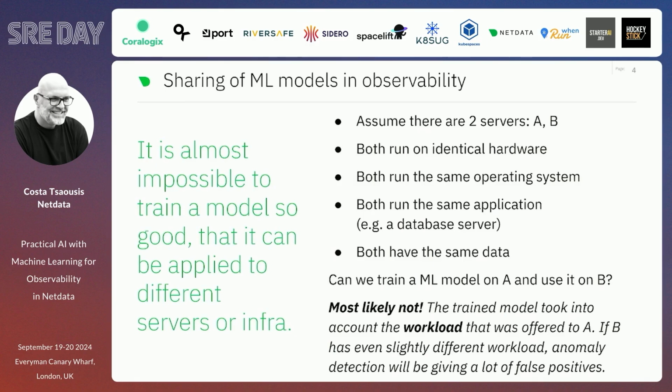The second is the sharing of the models. People believe that, okay, I have database servers, I am going to train some models on one database server, and I'm going to share the model to another. Guess what? This doesn't work. Why does it not work? Because even if you have two identical servers, same hardware, same software, same dataset, same everything, the problem is the workload. The workload that is offered to each server determines what the model will do. So the model learns actually the workload of the application. So sharing is not possible for most of the cases. There are some cases where it is.